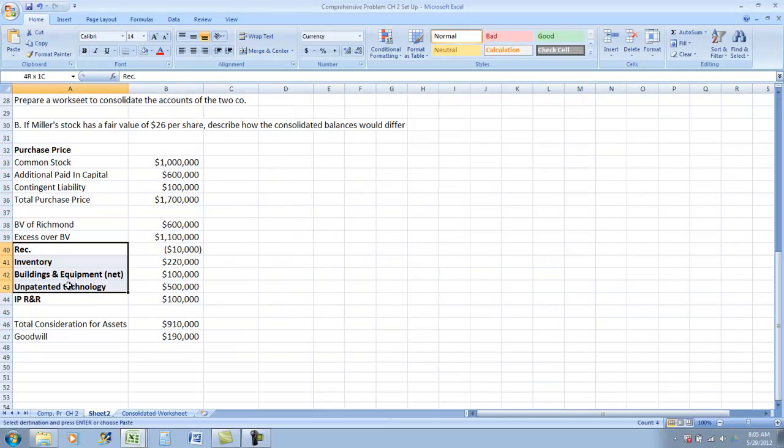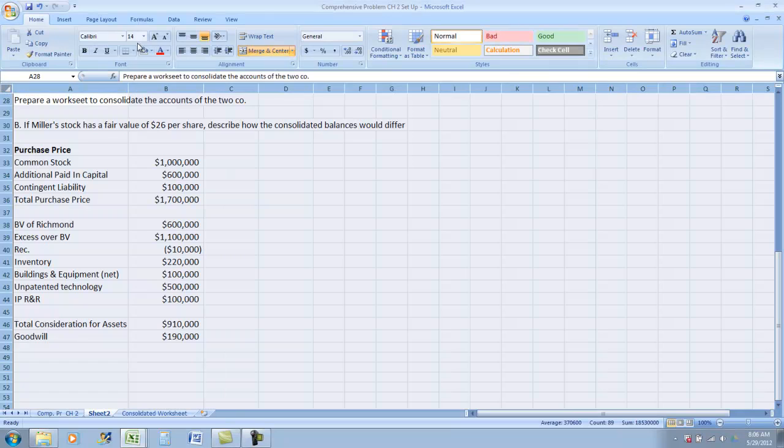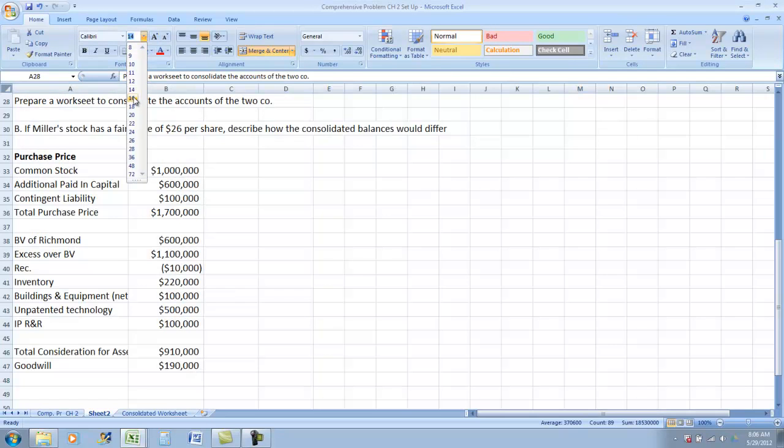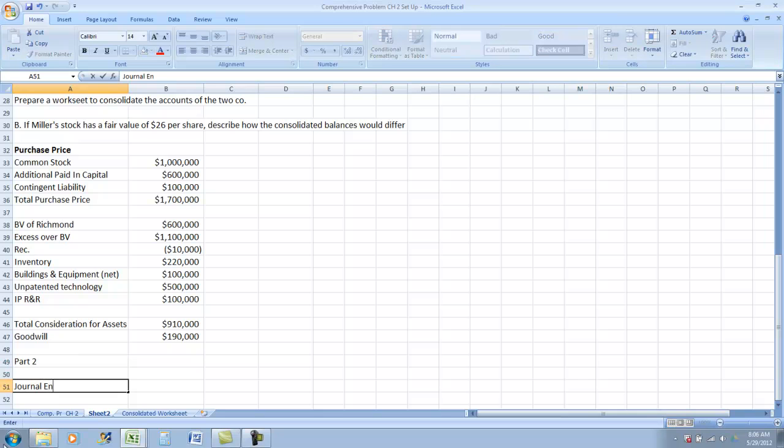Okay, so the purchase price is still the same, even if we retain separate legal entities. Now, instead of writing on the assets when we purchase, we're just going to write on the fact that we purchased them, and we're going to call it investment. Make sure this whole thing is 14. So, part 2. This is going to be the journal entry.